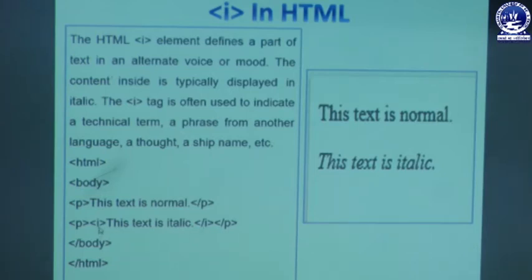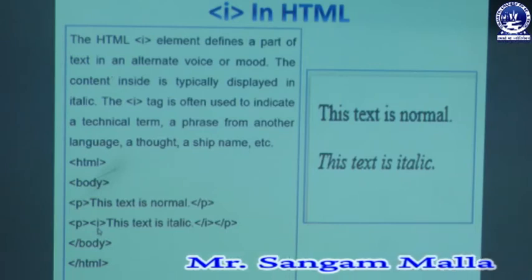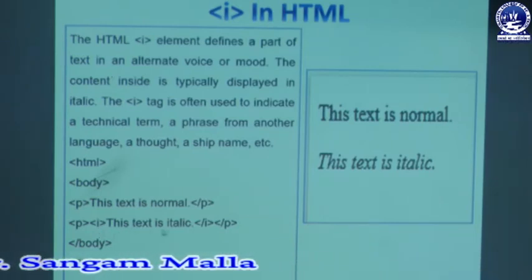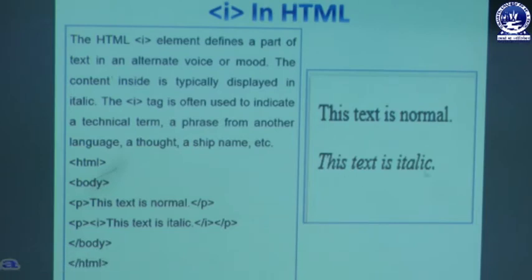The I tag is a container tag, that means it has a start tag and an end tag, and you can see that this text is italic. This phrase has been reflected in italic format. You can see the two paragraphs written over here and reflected over here. The first paragraph text is normal, so it has been written that this text is normal. Similarly, in the second paragraph you can see the paragraph is followed by the I tag, that is the italic tag, where it has been written "this text is italic", so the phrase has been reflected in italic format.